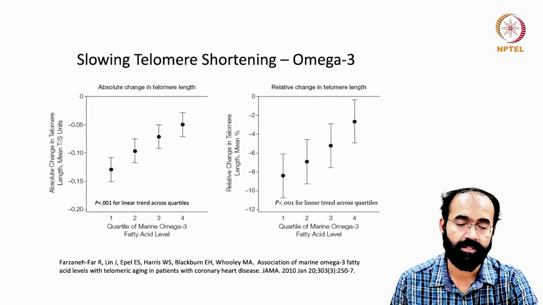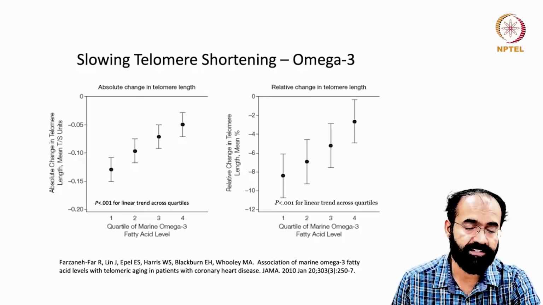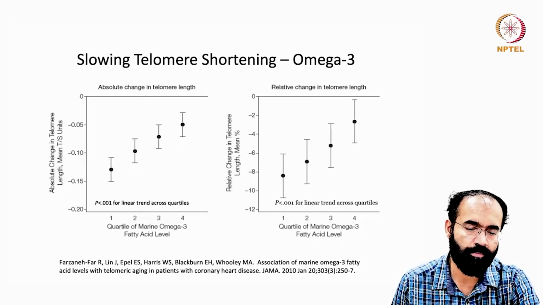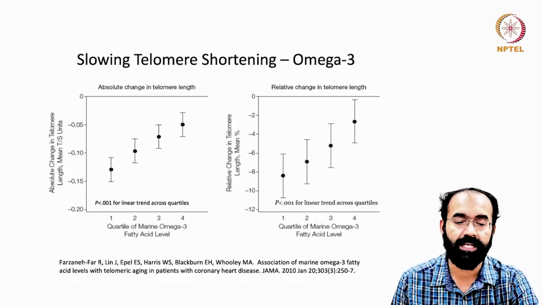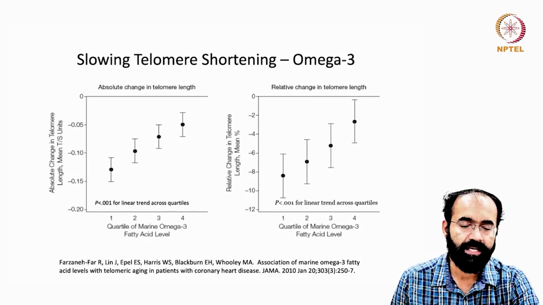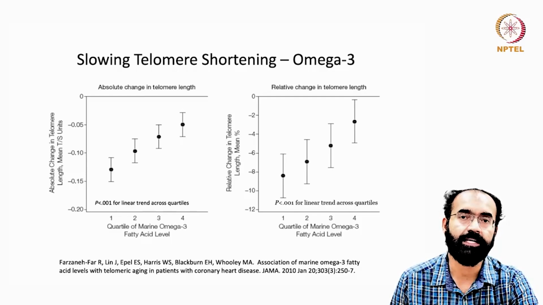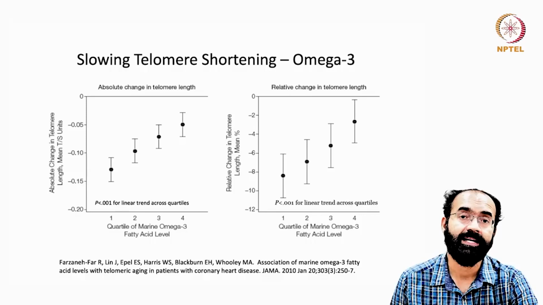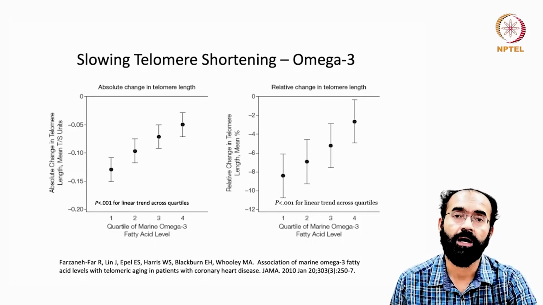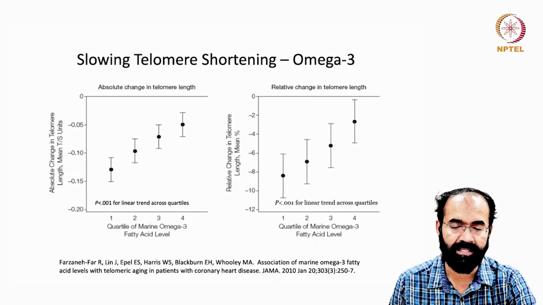On the y-axis you have the absolute change in the telomere length and the mean TS ratio, and on the x-axis you have the absolute change in the telomere length. What you can see here, if you have different quartiles of omega-3, first quartile, second quartile, third quartile and fourth quartile, if you compare them, those who have taken an adequate amount of omega-3 have got a better, higher TS ratio, which means the telomere length was better in them.